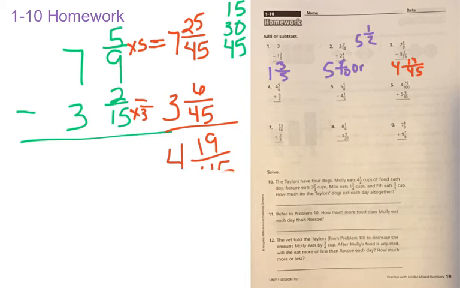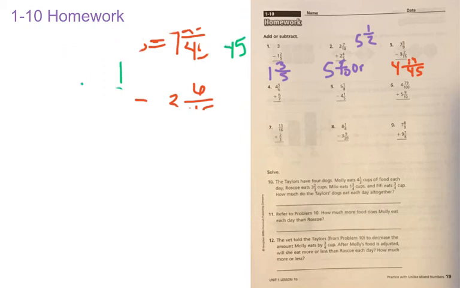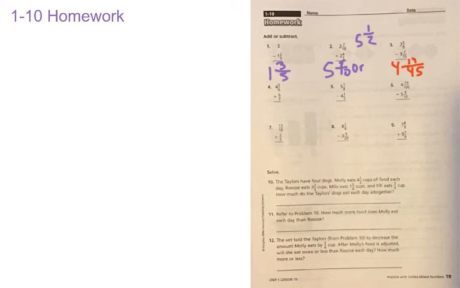I think you should be able to get through those pretty easily. And then we will go ahead and look at story problem number 10 together. Number 10 reads, the Taylors have 4 dogs. Molly eats 4 1/2 cups of food each day. Roscoe eats 3 2/3 cups. Milo eats 1 3/4 cups, and Fifi eats 3/4 of a cup. How much do the Taylors' dogs eat each day altogether?